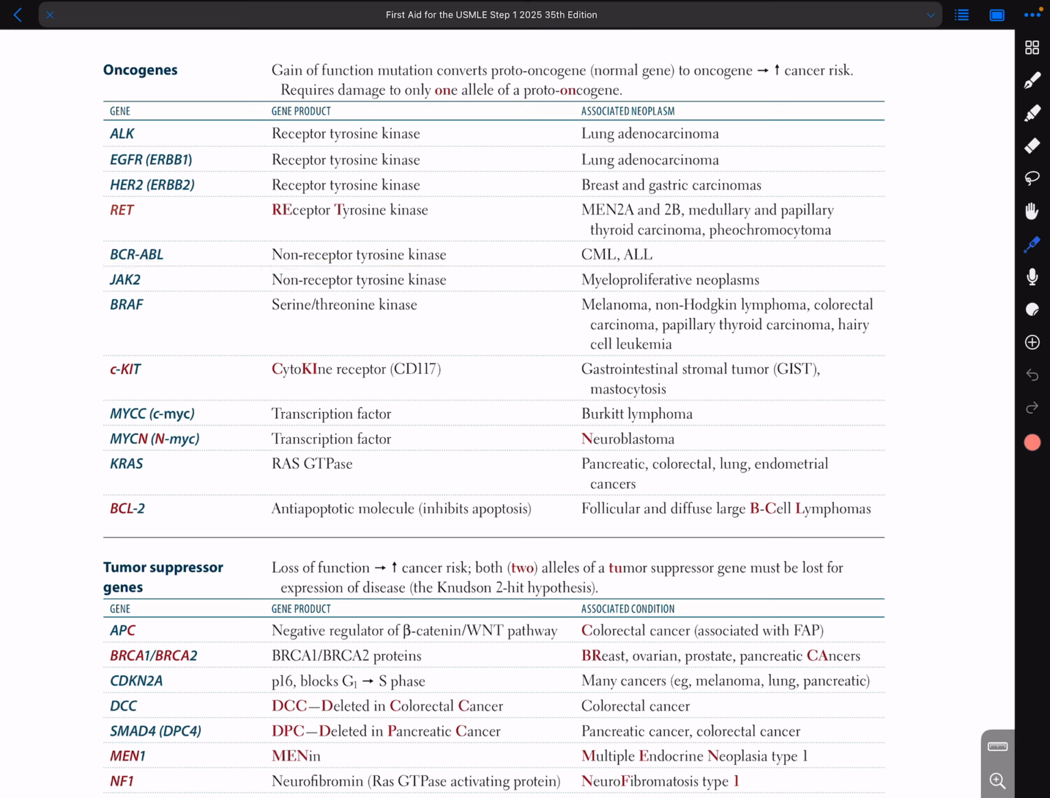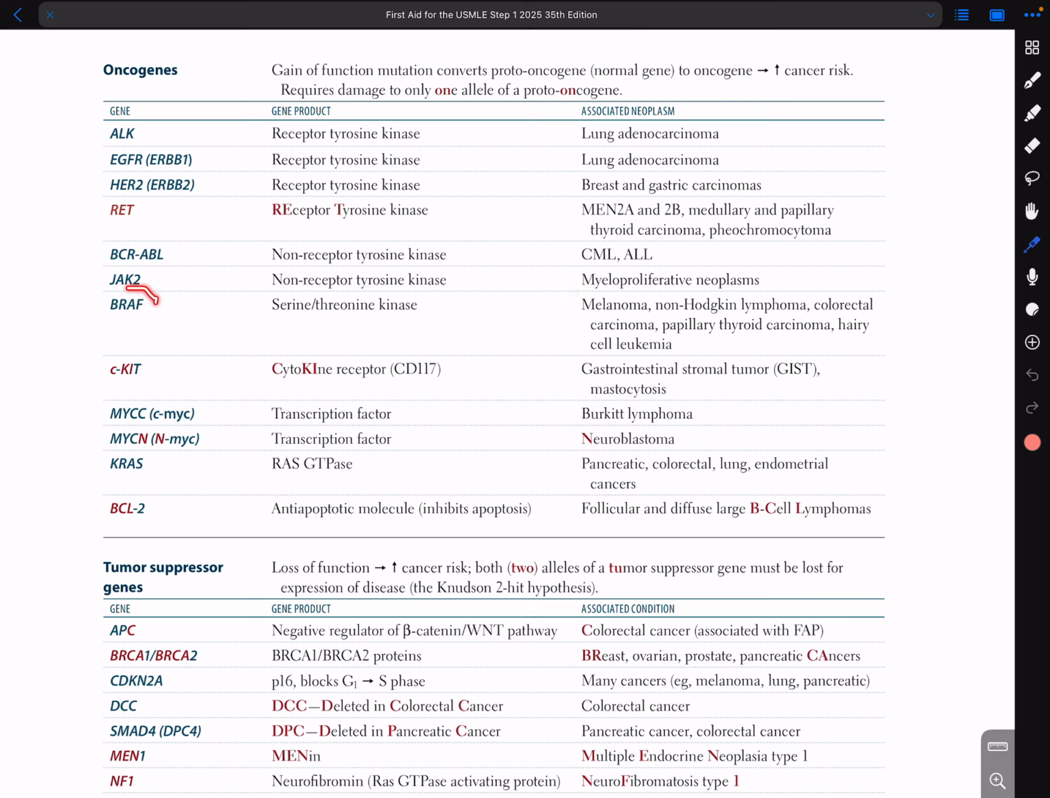What oncogene is associated with myeloproliferative neoplasm? Myeloproliferative neoplasm is associated with JAK2, a non-receptor tyrosine kinase. So again, BCR-ABL, non-receptor tyrosine kinase, is associated with CML and ALL, and JAK2, non-receptor tyrosine kinase, with myeloproliferative neoplasms.